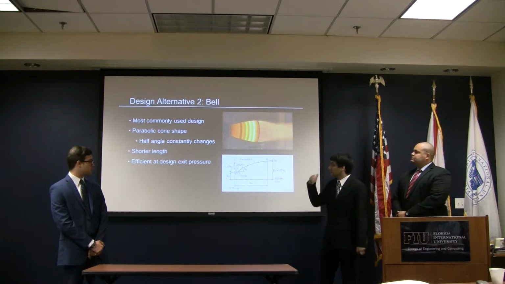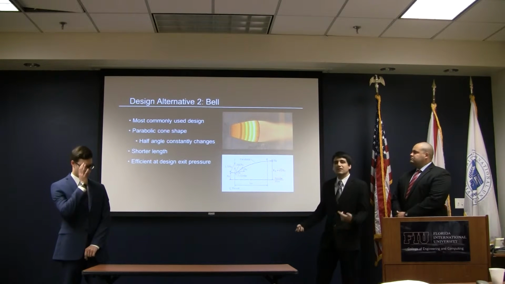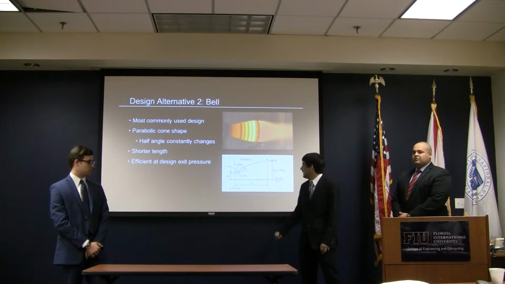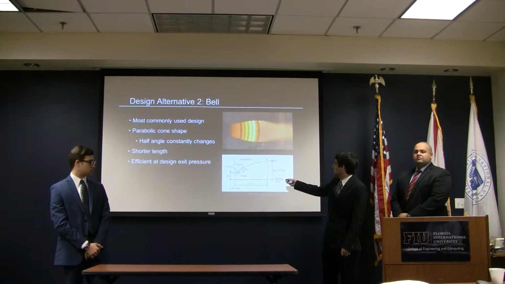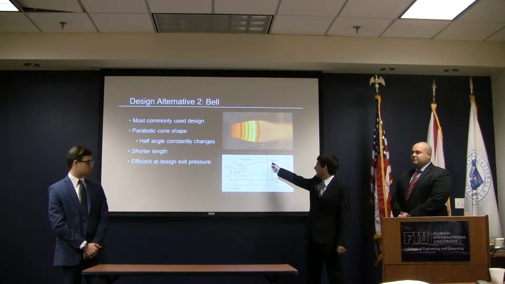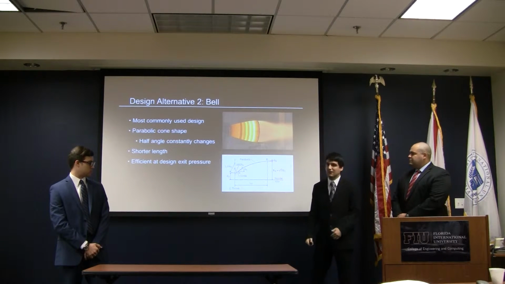Our second design consideration is the bell nozzle. It's the most commonly used design in rocket applications. It has a parabolic shape, as you can see here. It starts off with a large angle, and then it goes down to a small angle for more axial velocity, as well as a shorter length compared to the conical nozzle.